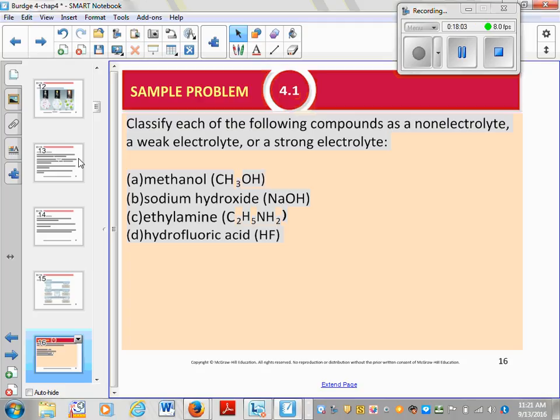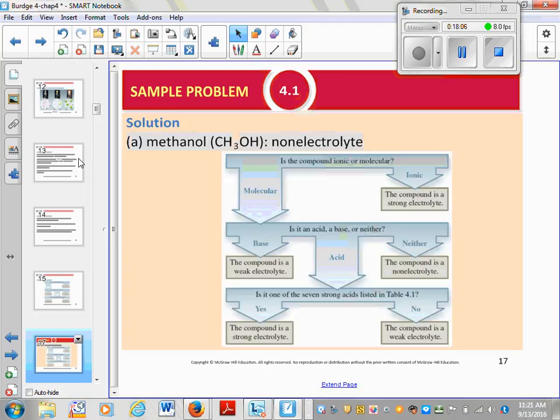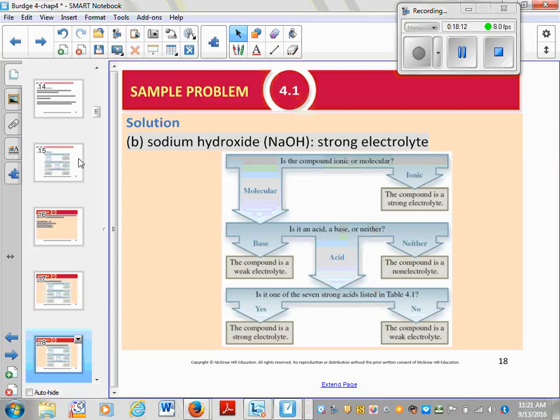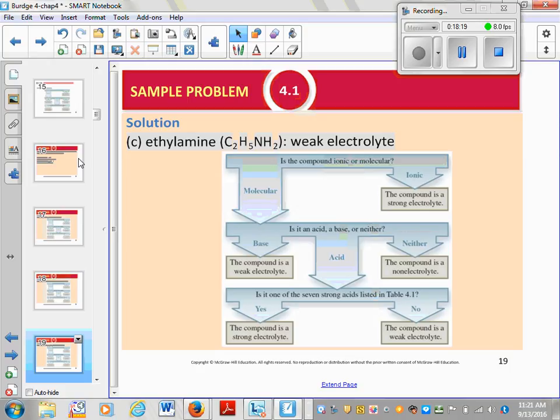So what do we have here? Methanol, non-electrolyte. Sodium hydroxide, strong electrolyte, so far we're good. Ethylamine, a weak electrolyte. HF is also a weak electrolyte.